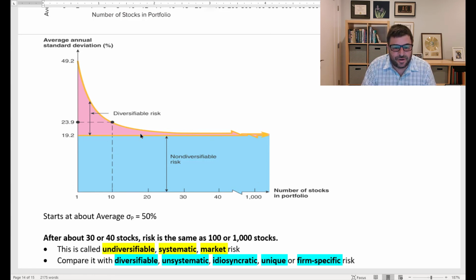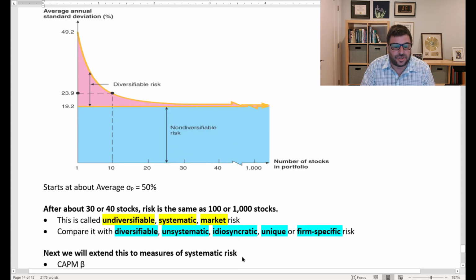Now the risk down here that I can't get rid of, even if I hold 1,000 stocks, and it's not much different between holding 30 or 40, is referred to as undiversifiable risk, or systematic risk, or market risk. This is risk that I'm going to incur even if I hold a lot of individual stocks. I can compare this with the portion of the risk that I can get rid of: the diversifiable, or the unsystematic, or the idiosyncratic, or the unique, or the firm-specific. So there are 3 different synonyms for the market risk, and 5 different synonyms for this type of risk.